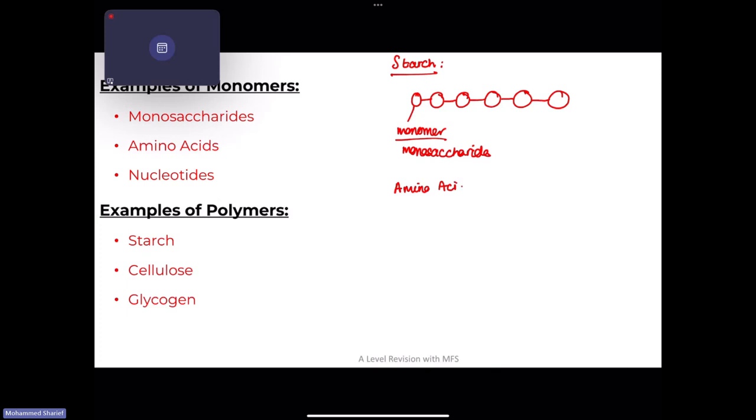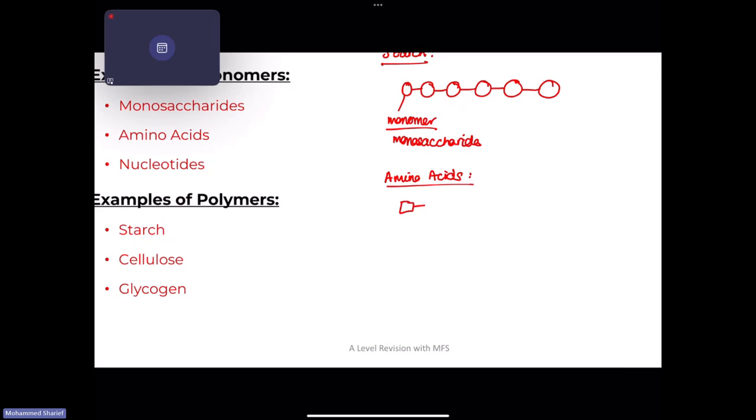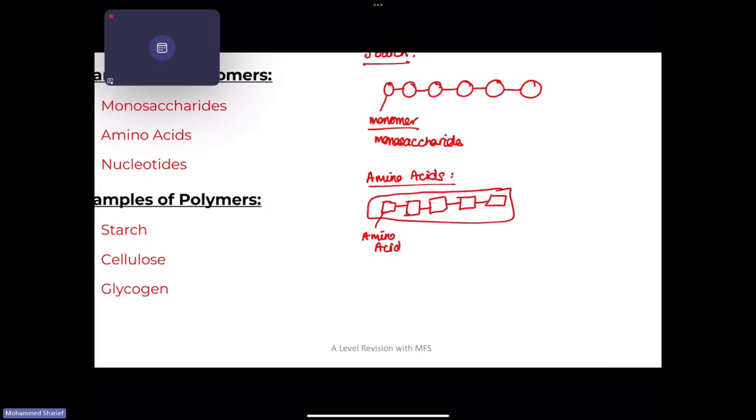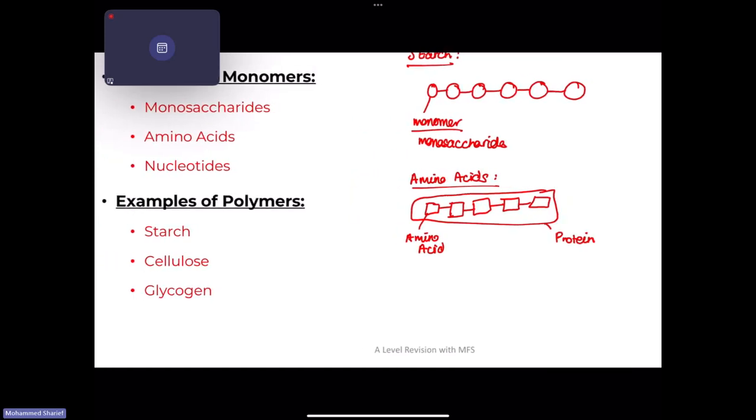Now, the purpose of this is just to help you understand what actually is going on. But we can model amino acids like this. Okay, and each of these squares will be an amino acid. So we've got an amino acid. Okay, and the whole chain will form a protein, because a sequence of amino acids is known as a protein. Okay, and the same goes for nucleotides.